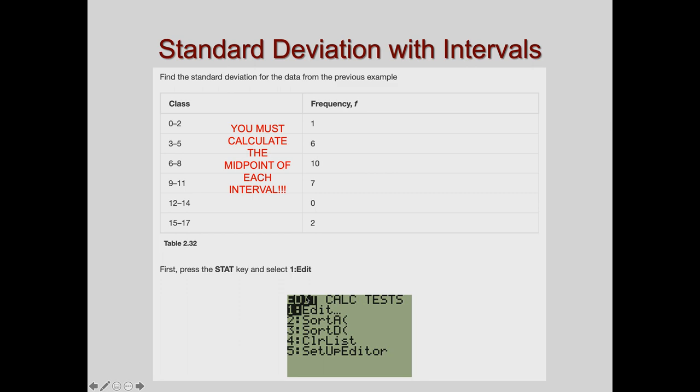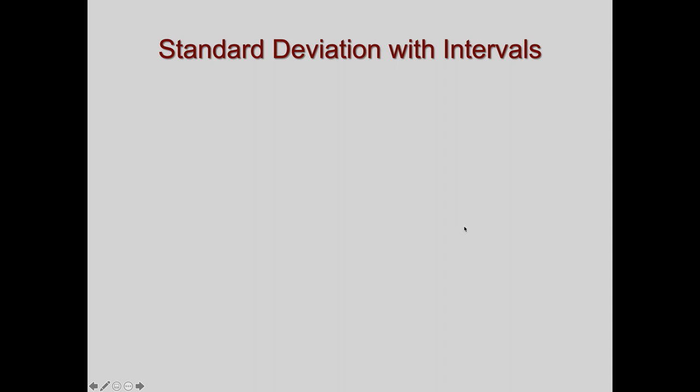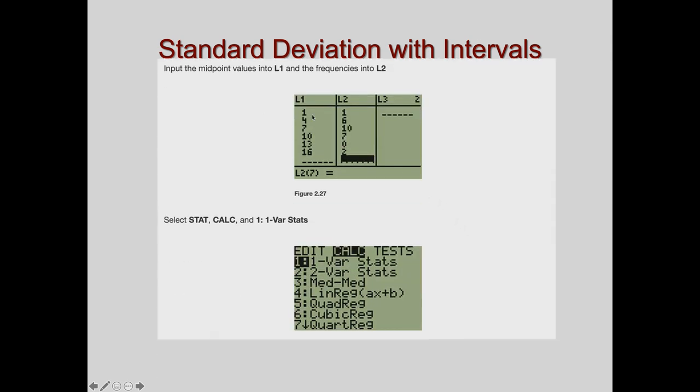So we go to Stat Edit, and we're going to fill in values for L1 and L2. L1 will be the midpoint of each interval: 1, 4, 7, 10, 13, 16. And L2 will be the frequency of each interval. So L1 and L2 just match the order of the columns in the table that was drawn up, and that will go 1, 6, 10, 7, 0, 2.